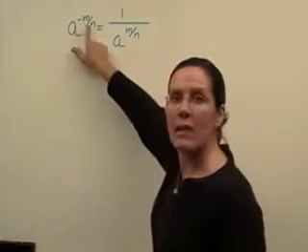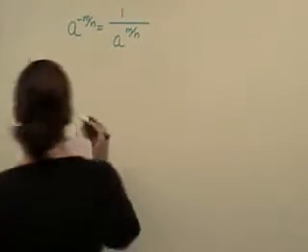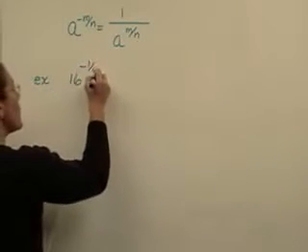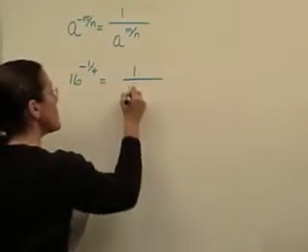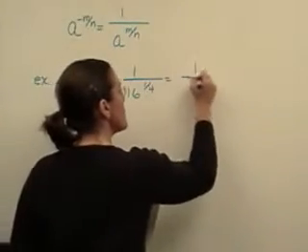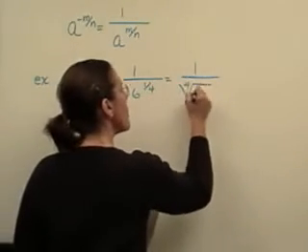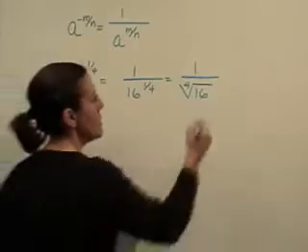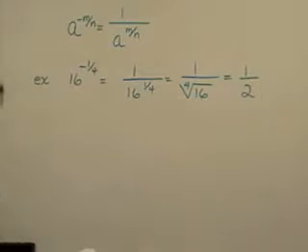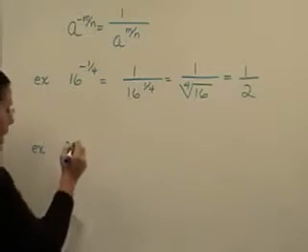If I have a base raised to the negative m over n power, you need to recognize that that is equal to 1 divided by a to the m over n power. And so my first example is if I have 16 to the negative 1/4 power, I need you to think of that as 1 over 16 to the positive 1/4 power. And then recognize the first property we used a bit ago, which says that if I'm raising something to the 1/4 power, I am asking for the 4th root of that. Well, the 4th root of 16 is equal to 2, and finally I can simplify this expression and say that that's equal to 1/2.